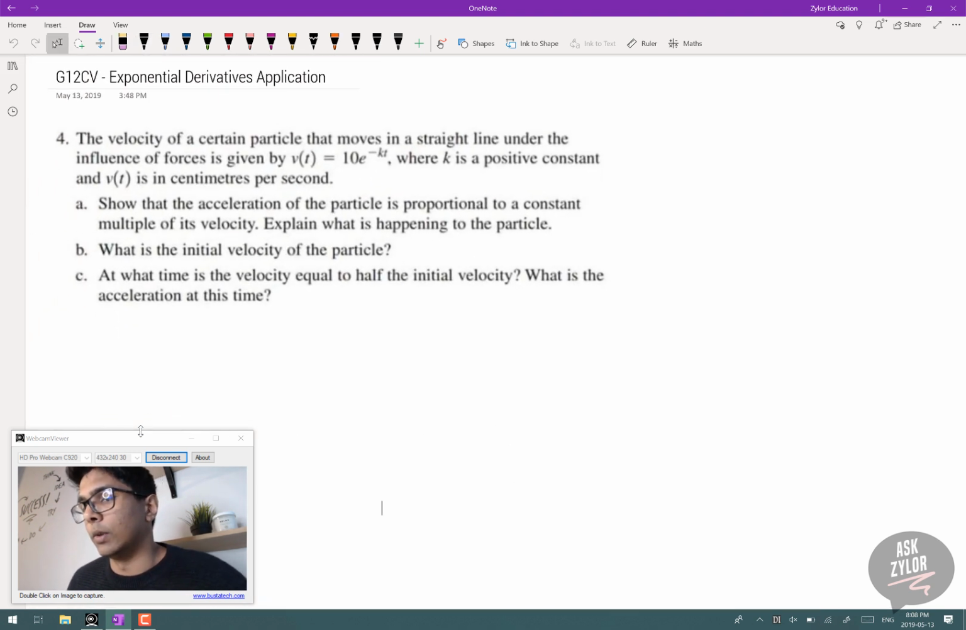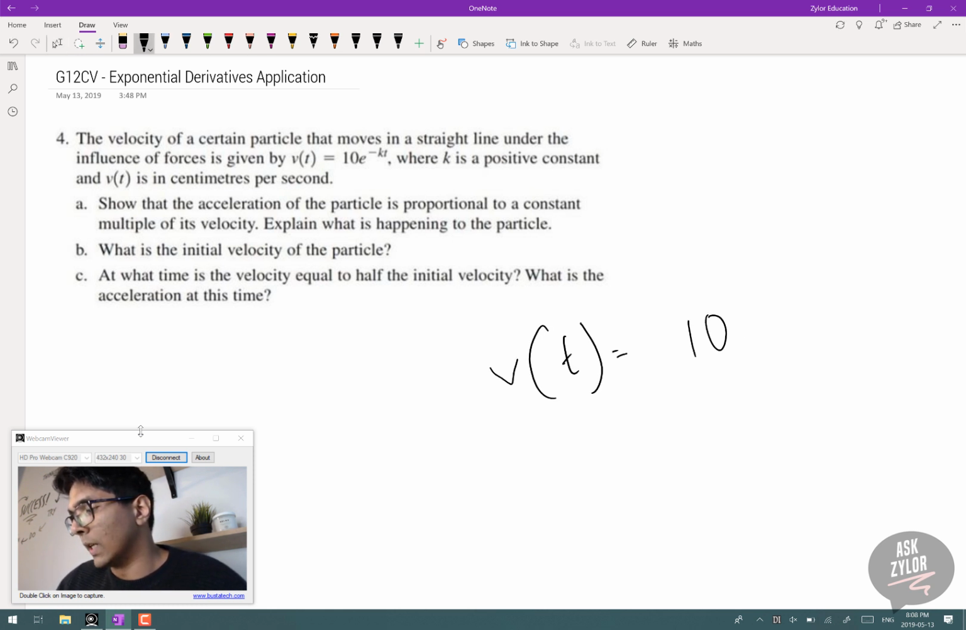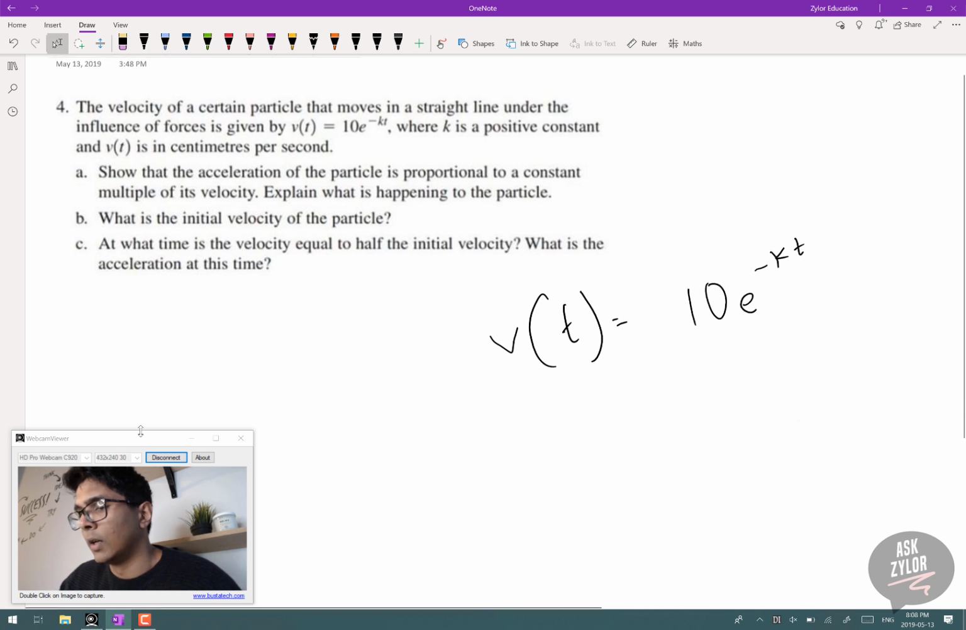Okay, so we're going to do a grade 12 calculus and vectors question next. We're given the velocity of a certain particle as v of t. So I'm going to rewrite that. It's 10 times e to the power of negative kt, where k is a positive constant and v of t is in centimeters per second. Show that the acceleration of the particle is proportional to the constant multiple of its velocity.